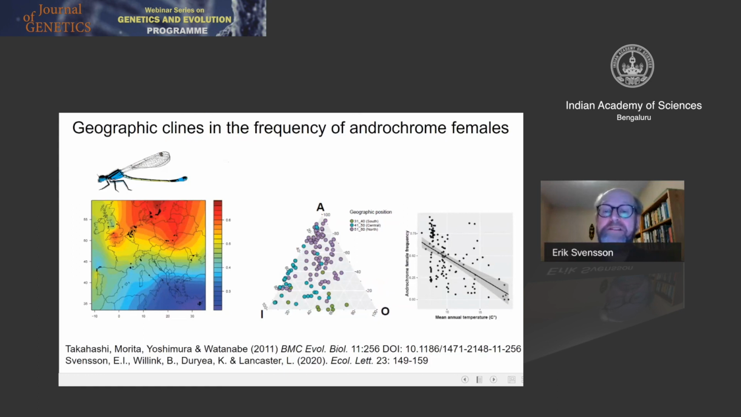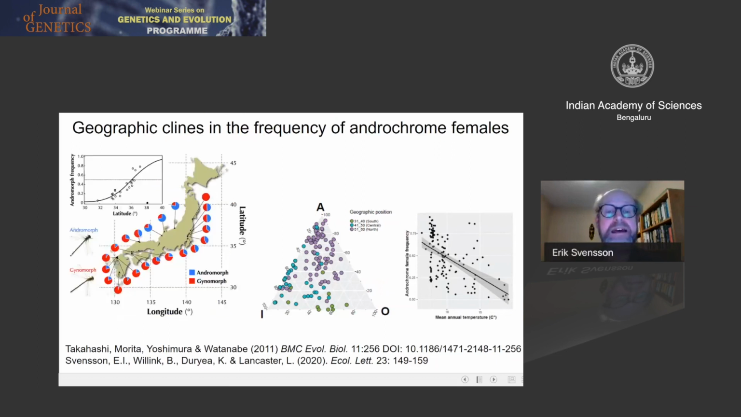The purple points show the Northern European populations, and they tend to be displaced towards having higher frequency of androchromes, male mimics. And controlling for spatial effects, there seems to be a negative effect of temperature on the androchrome female frequencies. So they seem to be more common when temperature is low rather than when it's high. And a similar pattern is found also in the Japanese Ischnura senegalensis, a species that occurs in Japan and also in India, where the southern, warmer populations have very low frequency of the andromorph females, which increase in frequency as you move north towards colder areas.